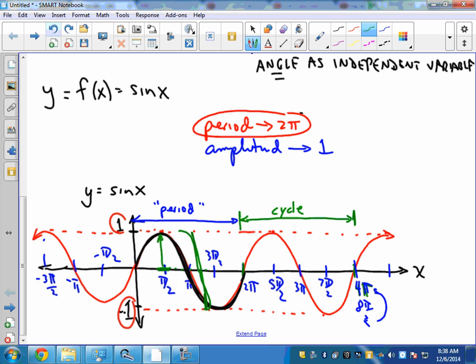You know, this is the height from crest to trough, but that's not what we want. In trigonometry, we want the amplitude, which is half of the wave height. So from the midline of the wave to the top, that's 1 unit.